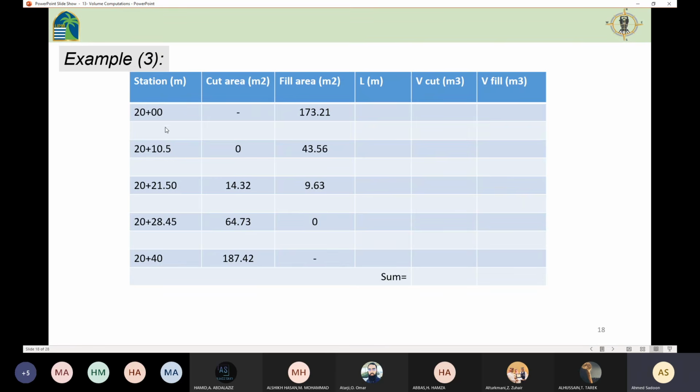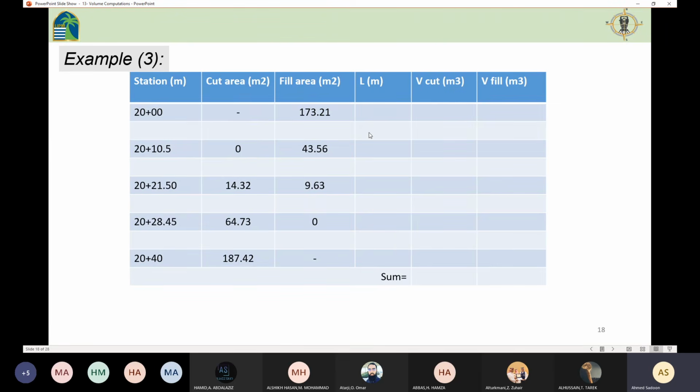So I'm going to start with the first two stations. This is the first station, this is the second station. Here I don't have any cut area, and also here I don't have any cut area. I have fill area at this station and I have fill area at that station. So between these two stations, I'm going to have only V fill. I'm not going to have V cut, because the area here is 0 and also the area here is 0.